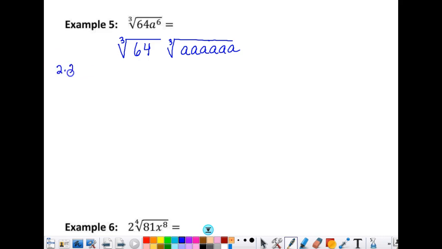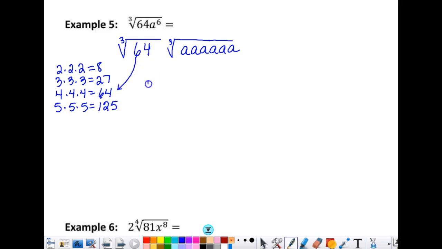So we have 2 times 2 times 2 is 8. 3 times 3 times 3 is 27. 4 times 4 times 4, I think that's what I forgot, is 64. And 5 times 5 times 5 is 125. The cube root of 64 is plain old 4. I'm going to circle in groups of 3. That's what that number means right there. I have an a come out and an a comes out. So we have 4a squared.